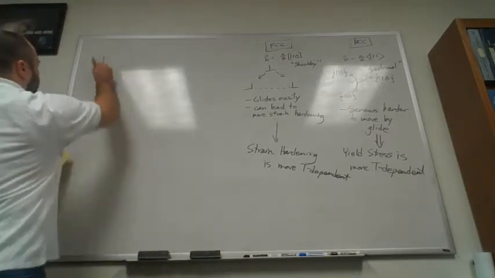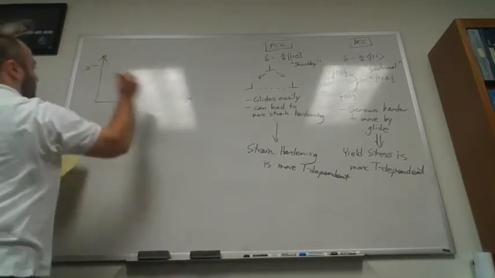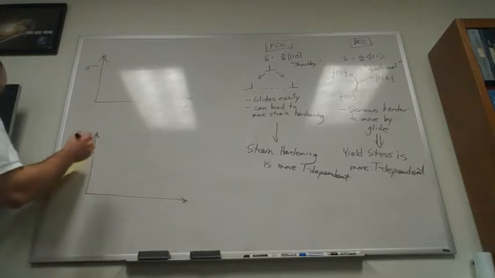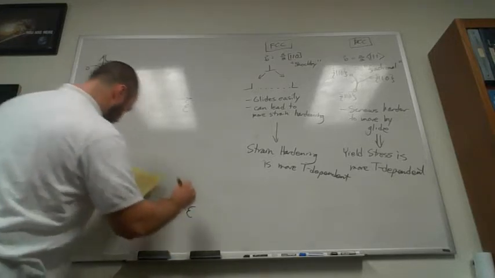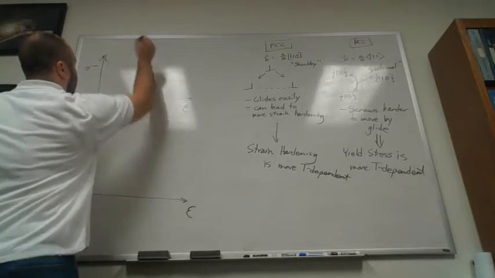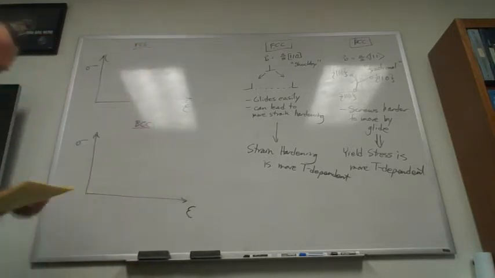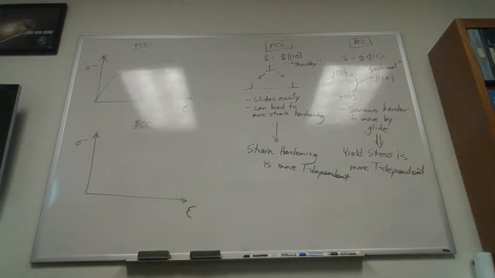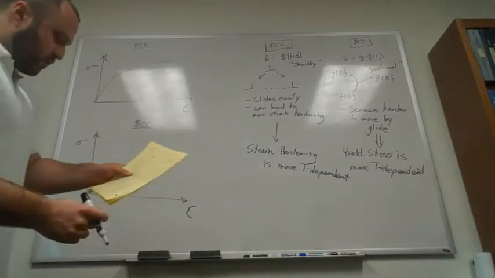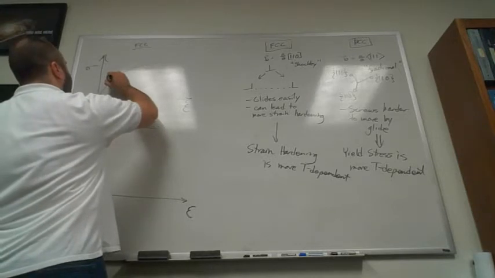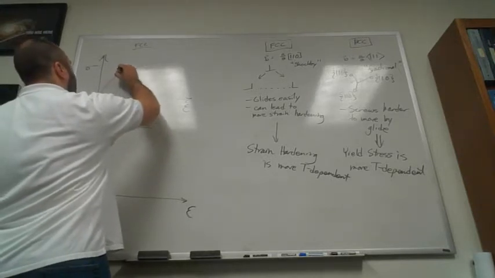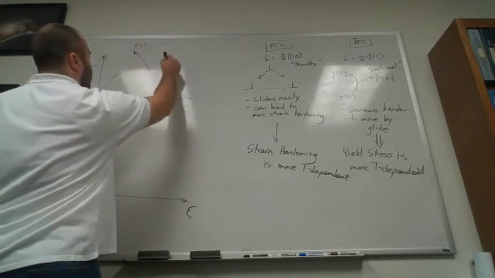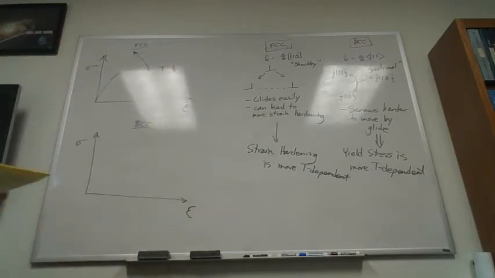Okay? So what I'm going to do is I'm going to draw two sets of stress strain curves. The one on the top is going to be FCC, and the one on the bottom is going to be BCC. Okay. So for FCC, we'll load up, we'll have plastic deformation and yielding. But as we reduce temperature, we're going to see not a huge change in our yield strength, but we'll see a change in that hardening type of behavior. Okay? So this is what happens as temperature goes down.